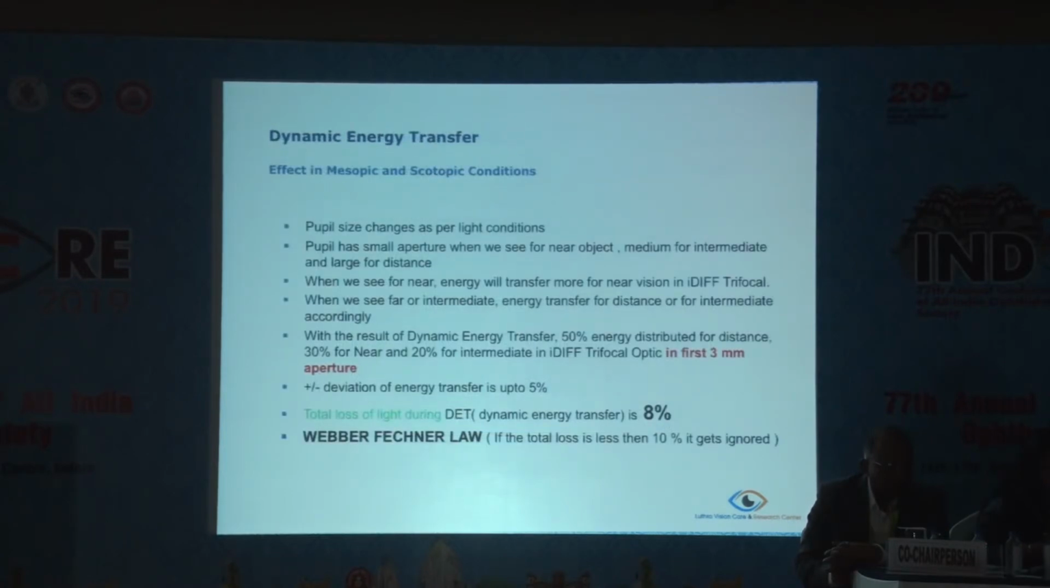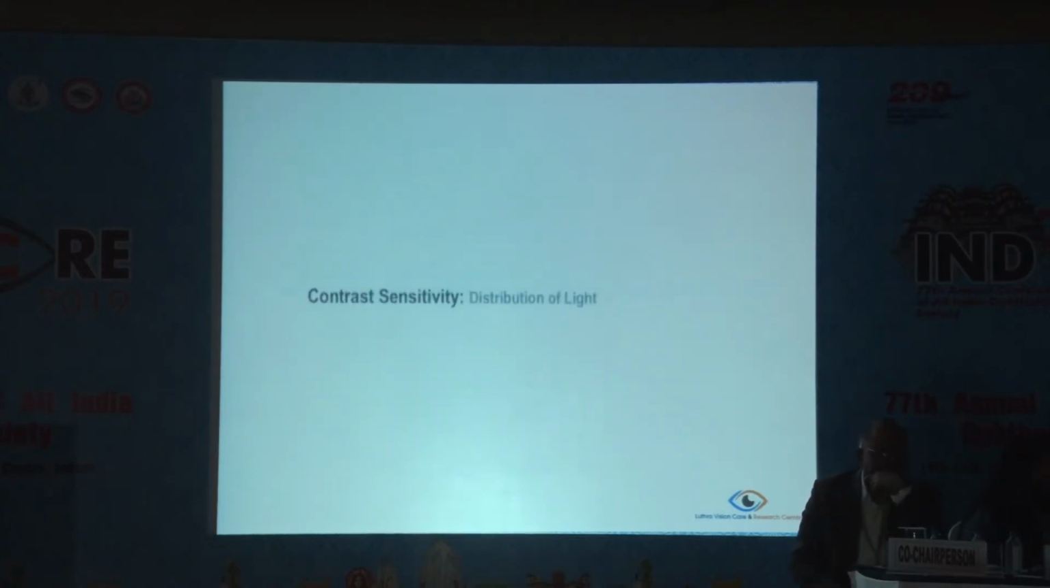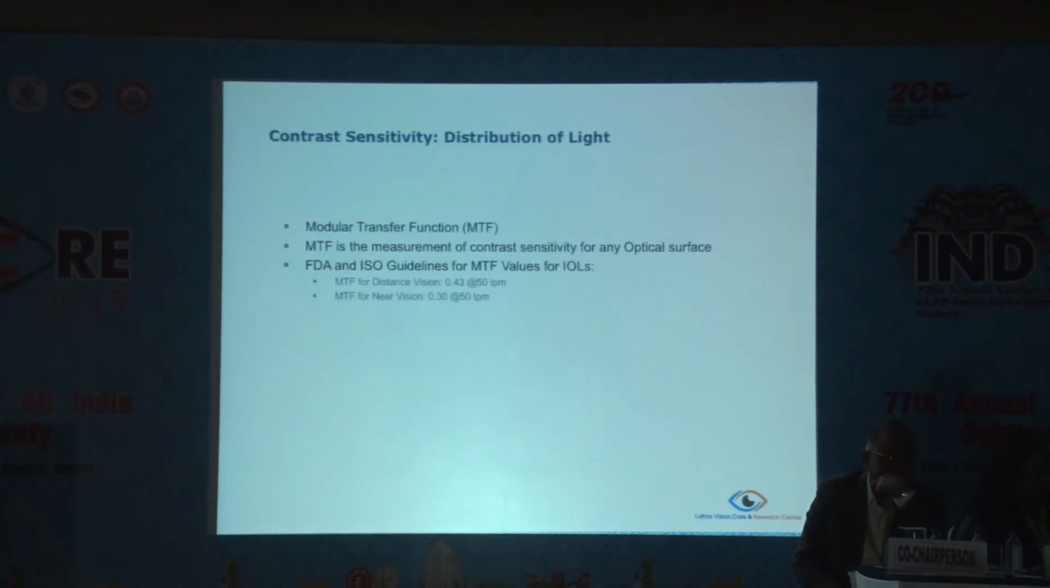So now we all know how the pupil behaves in different conditions, the mesopic or the scotopic. Herein, the Weber-Fechner law said if the total loss is less than 10%, then it kind of gets ignored. And for this particular lens, the studies have showed that the total loss of light during dysphotopsia is around 8%, which improves the patient compliance here.